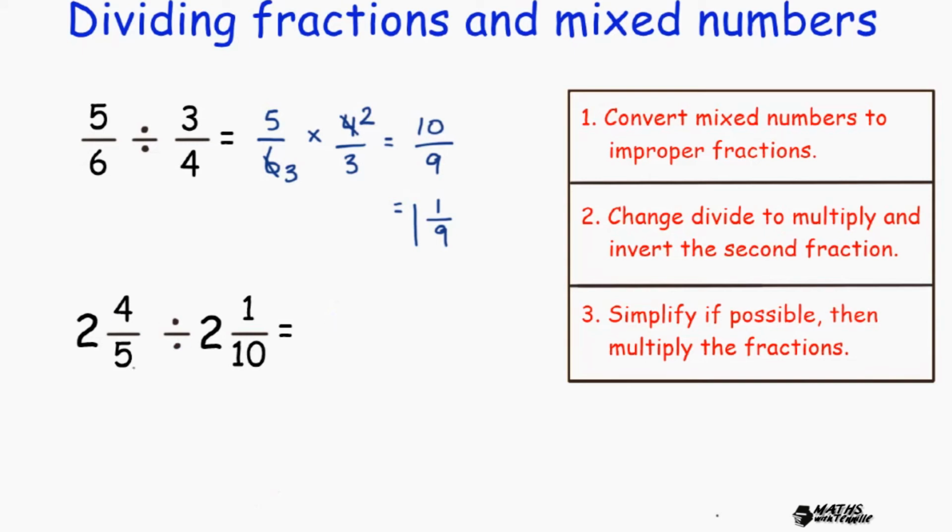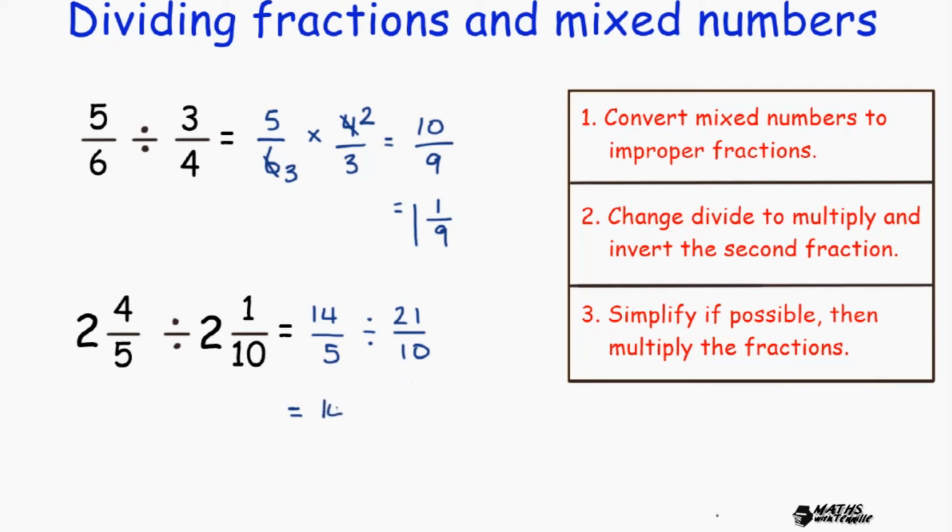I can see that I have mixed numbers here. So I'm going to go to rule number 1, which says convert mixed numbers to improper fractions. 2 times 5 is 10, plus 4 is 14. 14/5 divided by 2 times 10 is 20, plus 1 is 21/10. Then I'm going to go to my rule number 2, change divide to multiply and invert the second fraction.